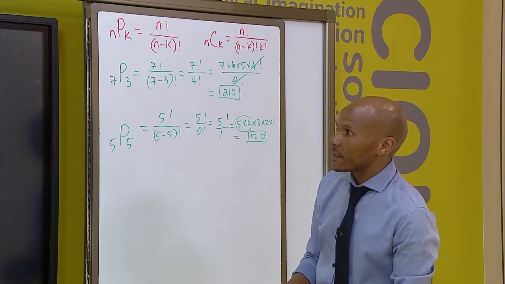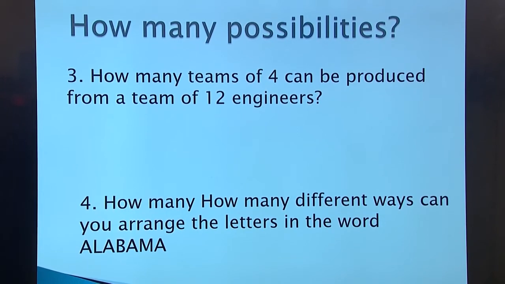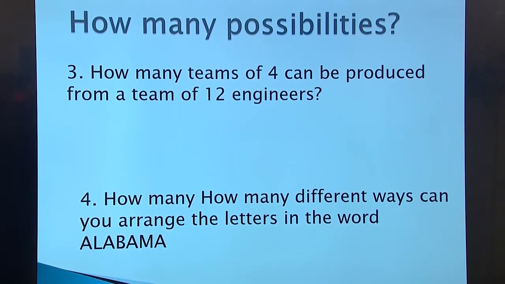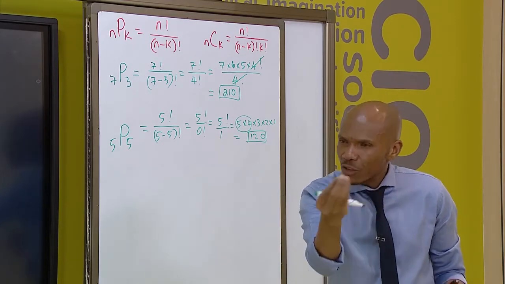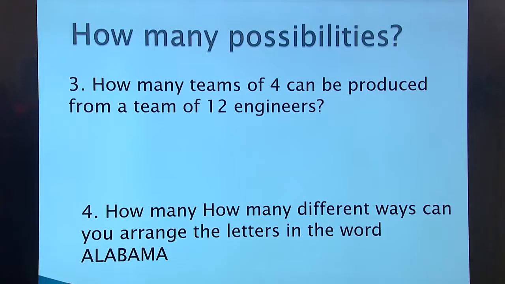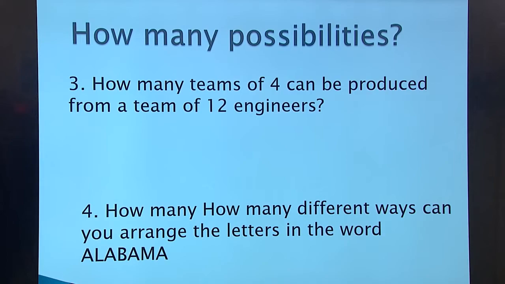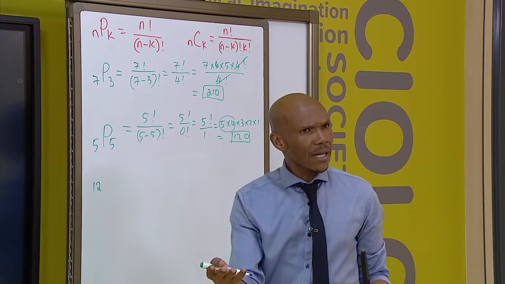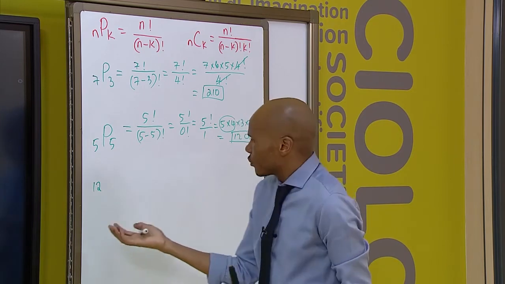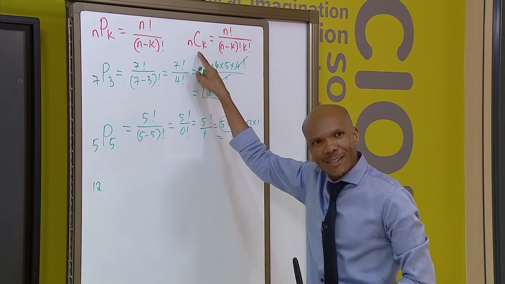And then the third one that we have is how many teams of 4 can be produced from a team of 12 engineers. We have 12 engineers, and we want to only produce teams of 4. The question you want to ask is, does the order really matter? Here, the order doesn't matter. You just want the groups of 4. So if the order does not matter, we use combinations, right? Let's look at question 3. Question 3 says, how many teams of 4 can be produced from a team of 12 engineers? So the total that you have is 12 engineers. But the question we had to ask first is, does the order really matter? The order doesn't matter. You just want 4, 4, 4, right? So the order doesn't matter.